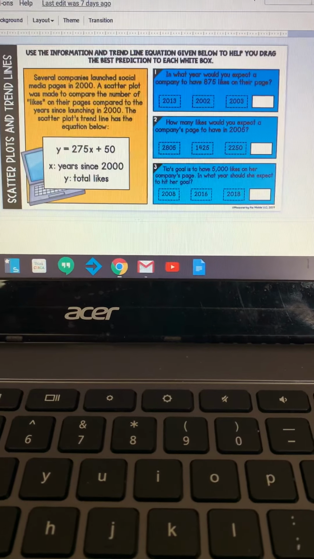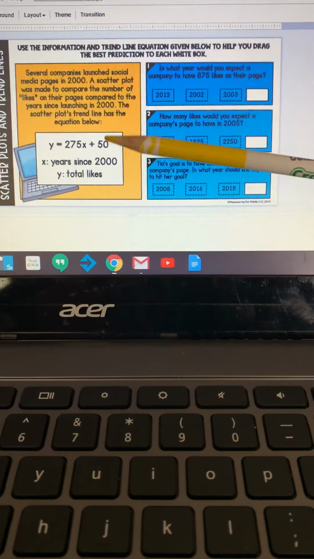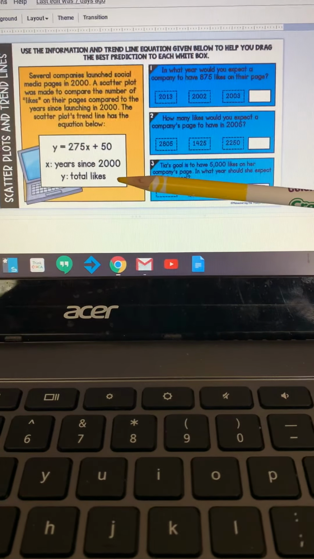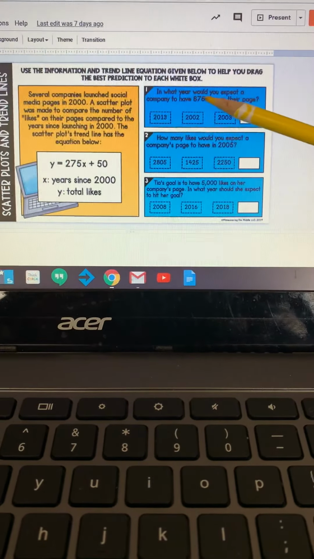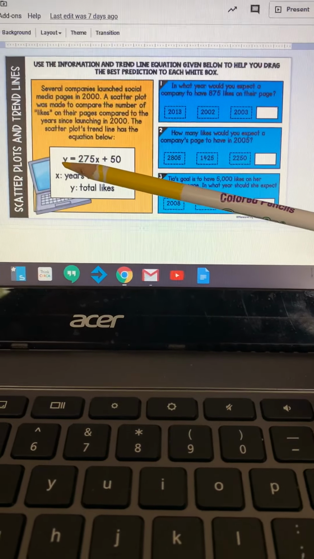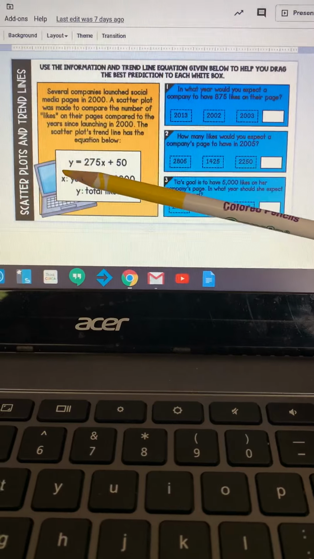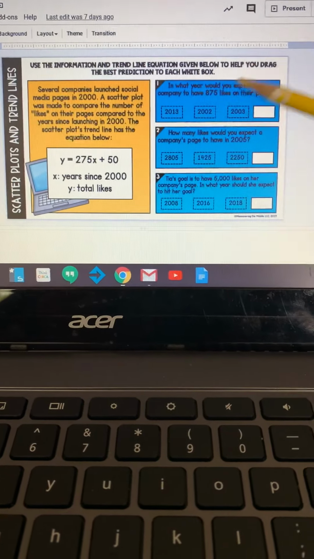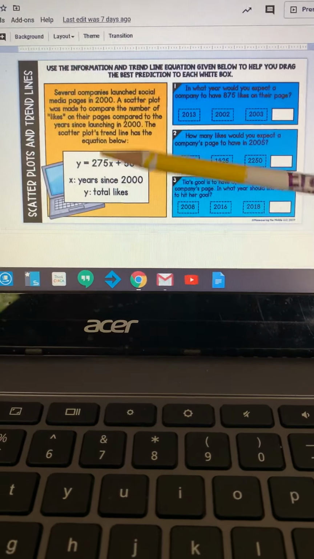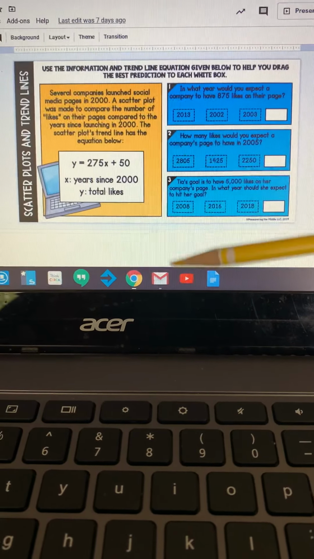For this one, they already came up with the regression equation to match it. So x is years since 2000, and y would be total likes. It said, in what year would you expect a company to have 700 or 875 likes? So plug that in for y, solve for x. Then you're going to get a single digit number, but keep in mind, the answer was 13, the answer was 2, the answer was 3. So you would subtract 50 and divide by 275.